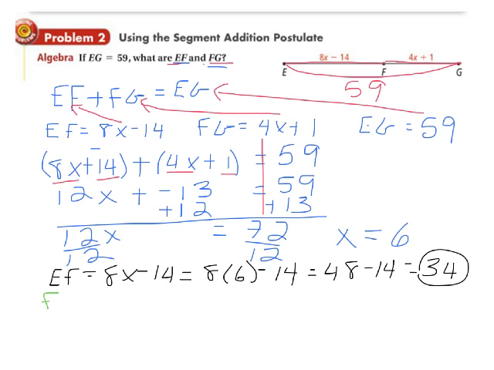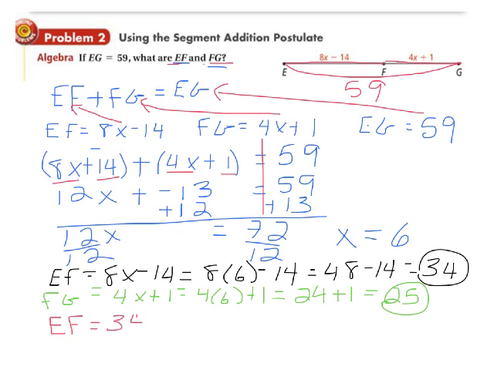Okay, let's go with FG. FG is equal to 4x plus 1. Replace your x. 4 times 6 plus 1, which gives you 24 plus 1, and that's equal to 25. So our final answer is EF is equal to 34, FG is equal to 25, and that's what they were asking.